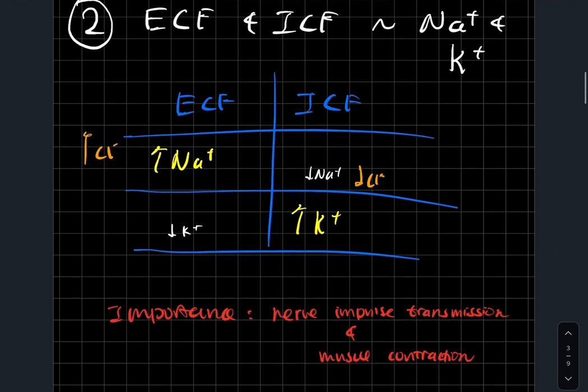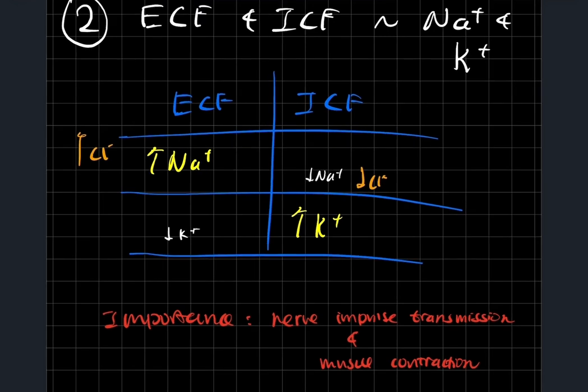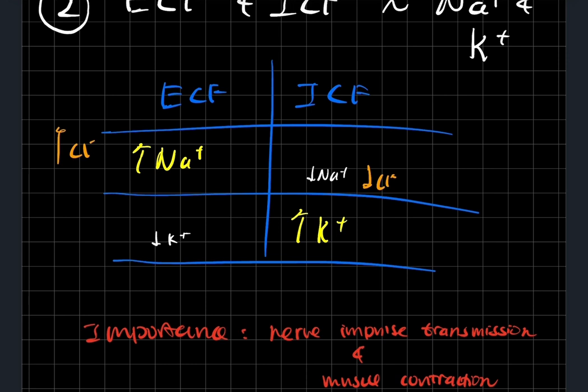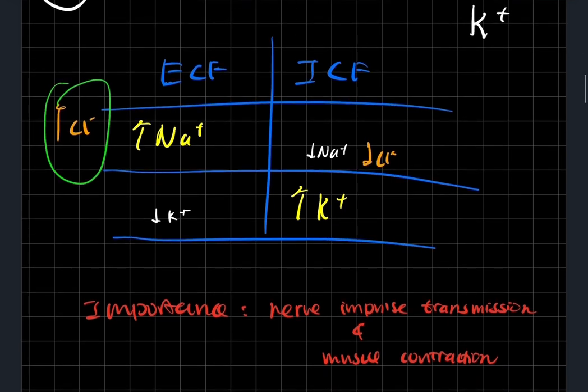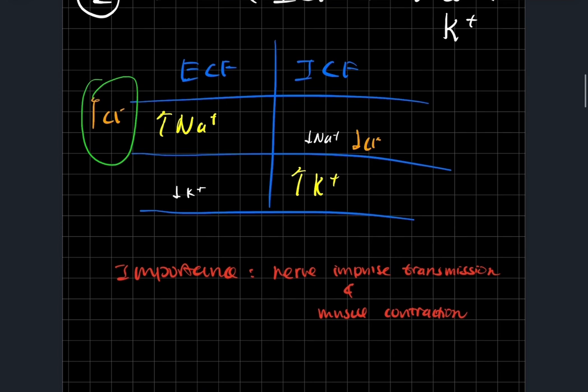As for the second concept, which is going to be ECF, ICF, and its relation to sodium and potassium. So you have to remember, sodium is always high in the ECF, extracellular fluid, whereas potassium is high in the ICF, the intracellular fluid. And chlorine always follows sodium, so it's also going to be high in the ECF and low in the ICF.